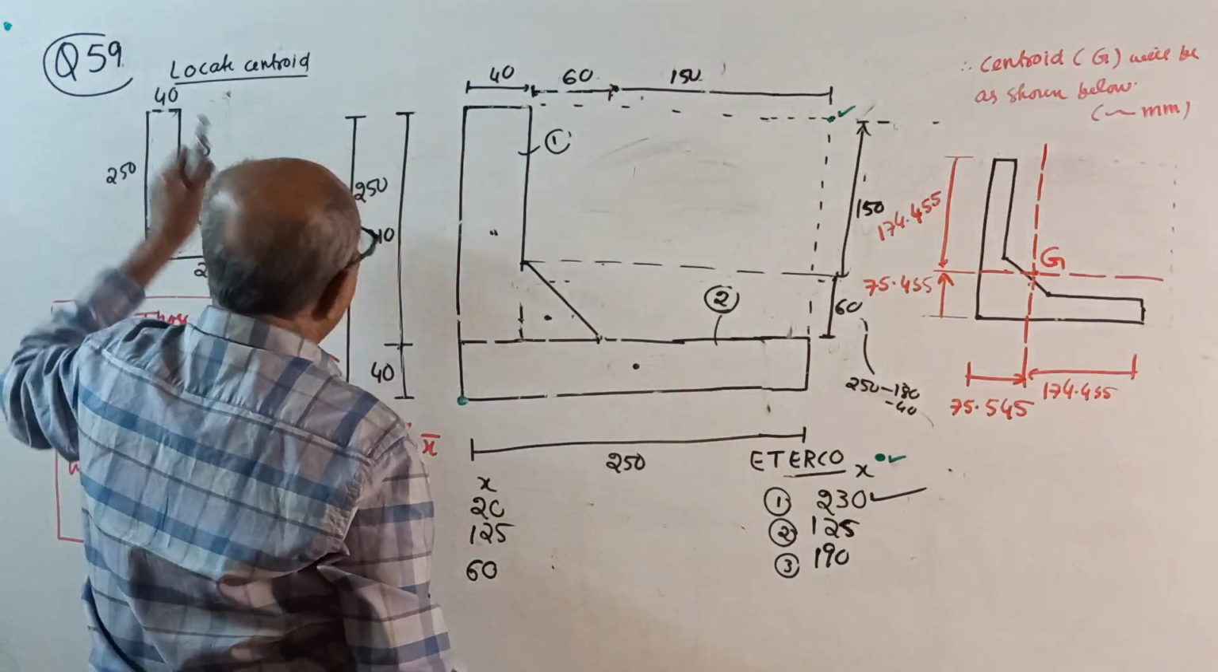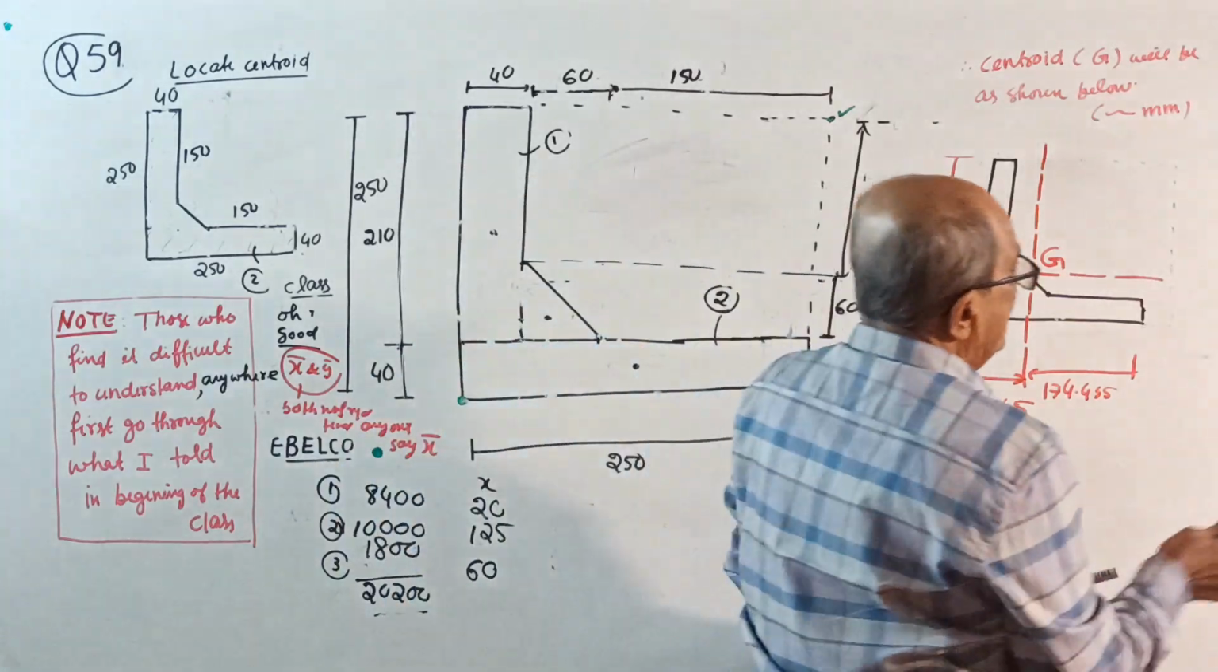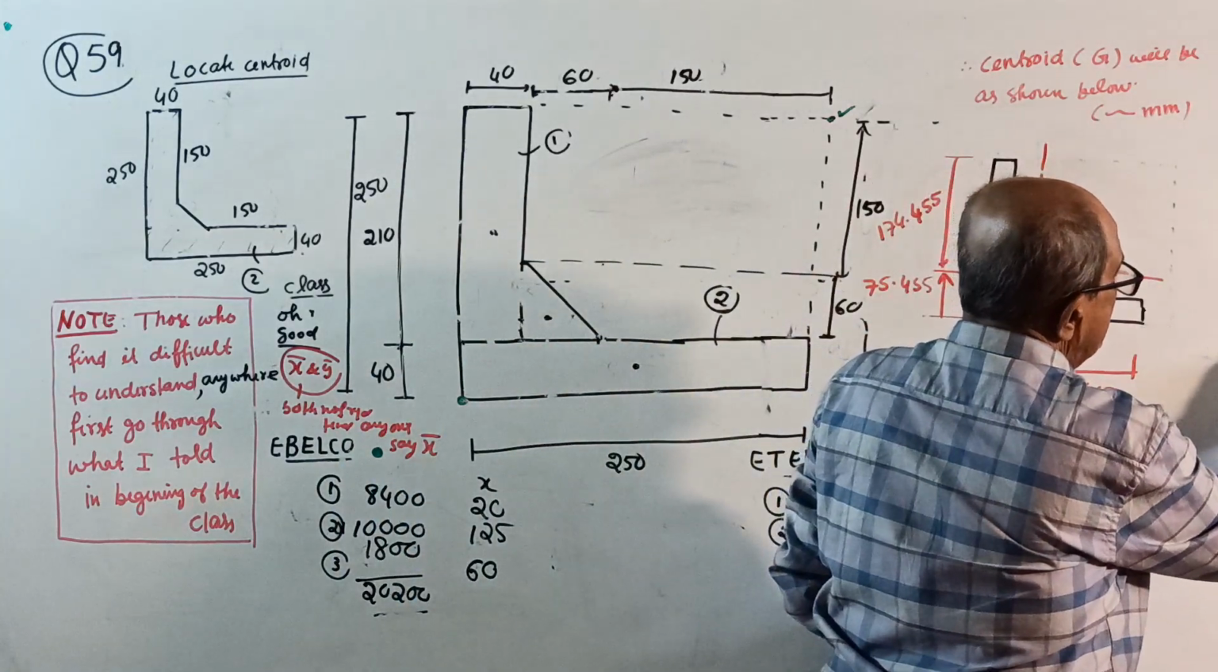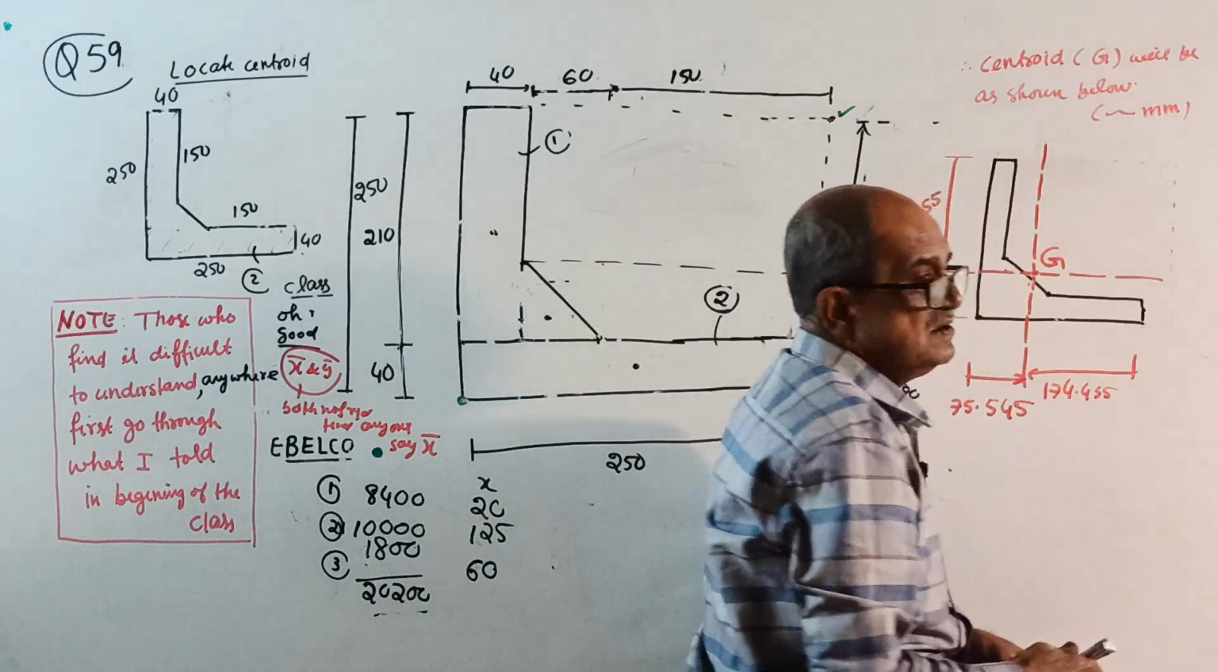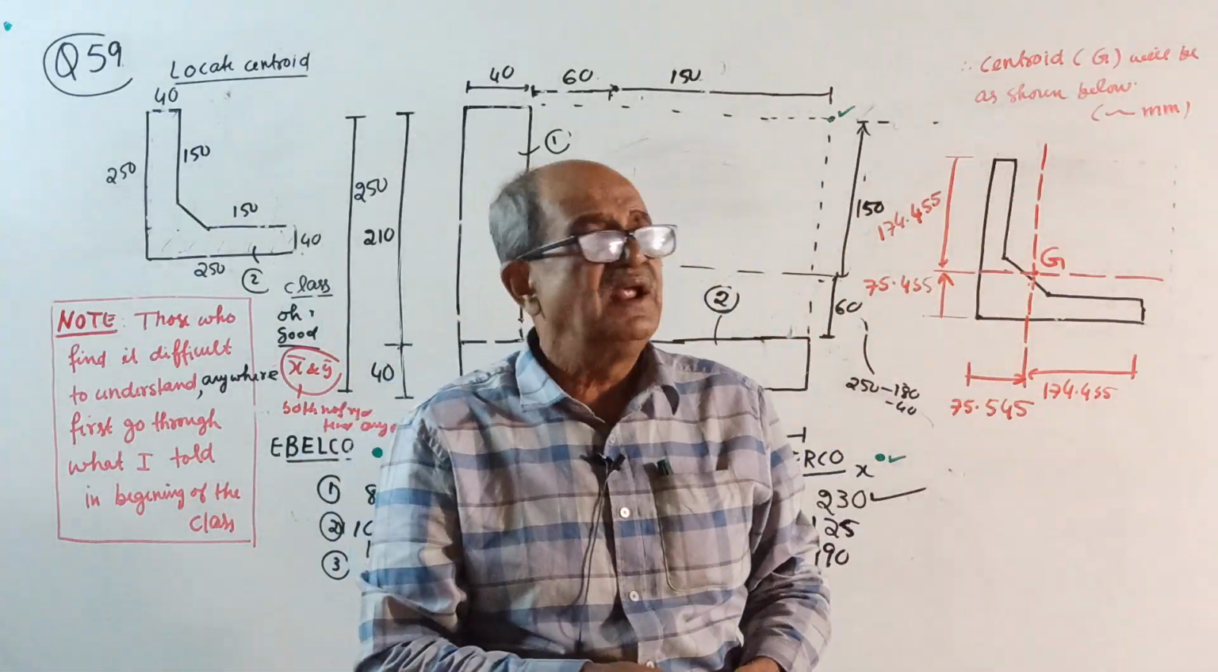Over. Question number 59 over. Next class, 60. I'll make a note here. Next class, 60. Sufficient. I'll wind up the class now.